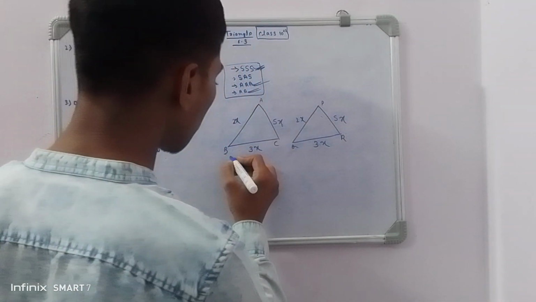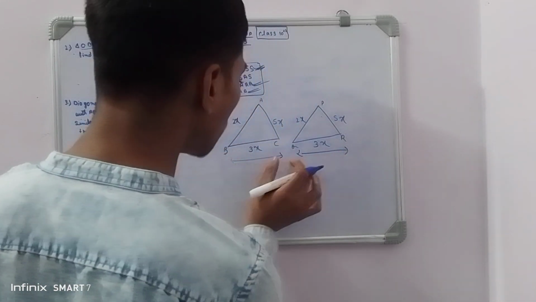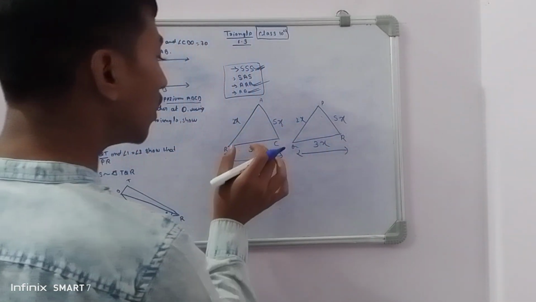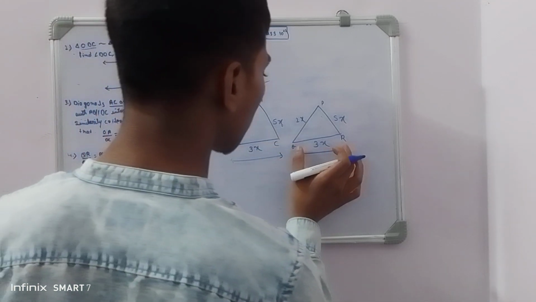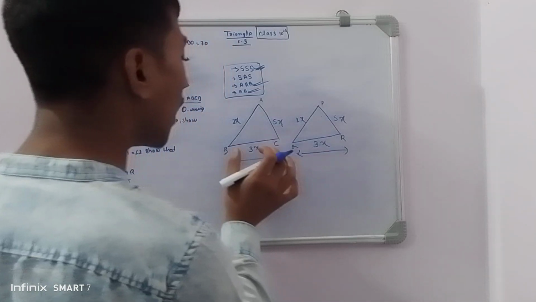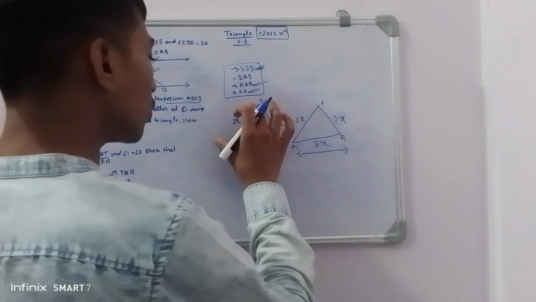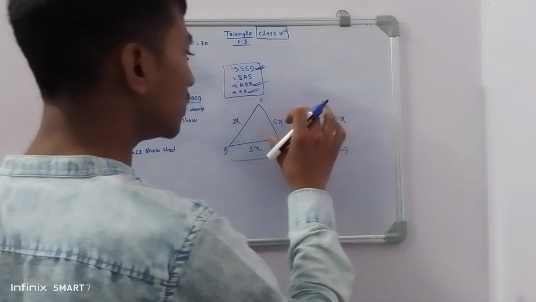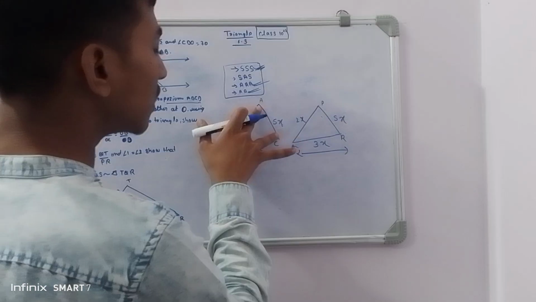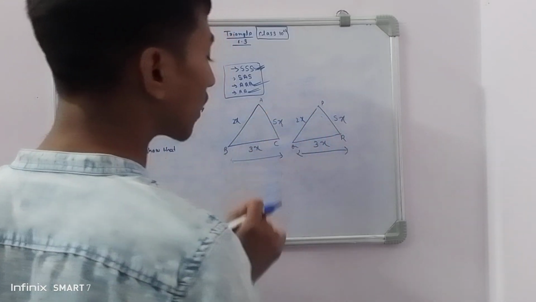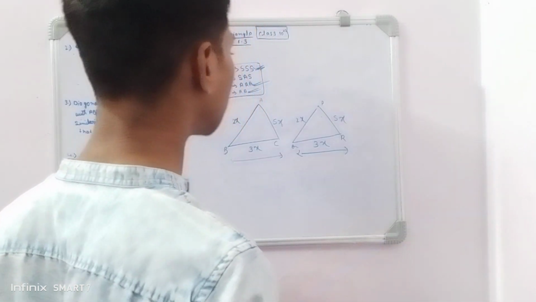If we write 3x and then 3x, that means the ratio of this side is equal to this side. Note the exact length of BC is 3 and the exact length of QR is 3. I am talking about the ratios. So you have to understand that the ratio of side AB is equal to the side PQ, and the ratio of side AC is equal to the side PR. I am talking about the ratio, not the exact length.